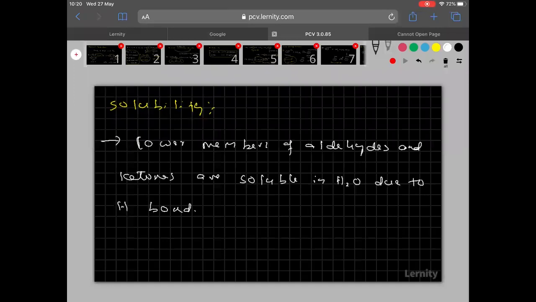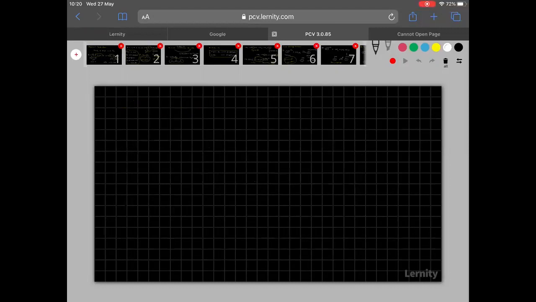Okay, so these are the physical properties. First one is the physical state, second one is the boiling point, and third one is which one? Solubility. Clear everyone? Right. Now let us start the chemical properties, and remember everyone, chemical properties in this lesson are very, very important. Chemical properties are the utmost important.